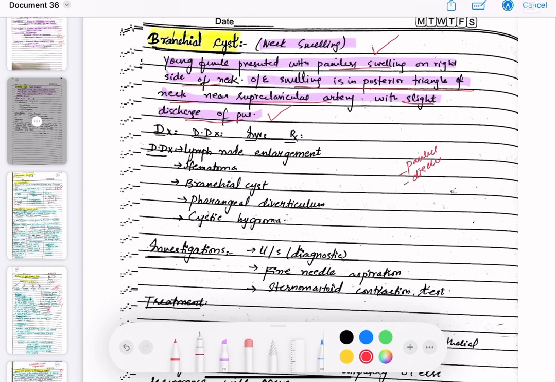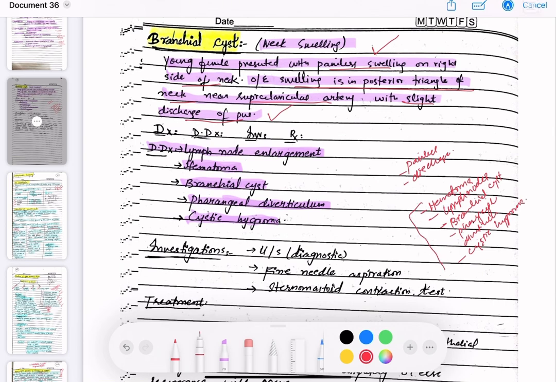The differential diagnoses of branchial cyst are lymph node enlargement, hematoma, pharyngeal diverticulum, and cystic hygroma. As pus is present there, it may be a hematoma, or lymph node swelling, or a branchial cyst, or pharyngeal diverticulum, or cystic hygroma. So these are the differential diagnoses of branchial cyst.